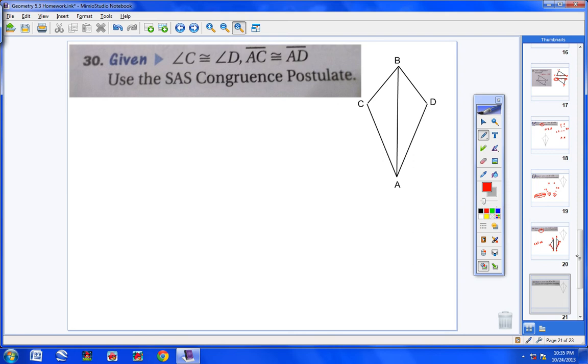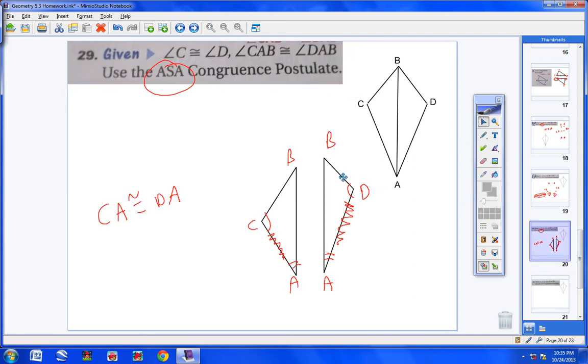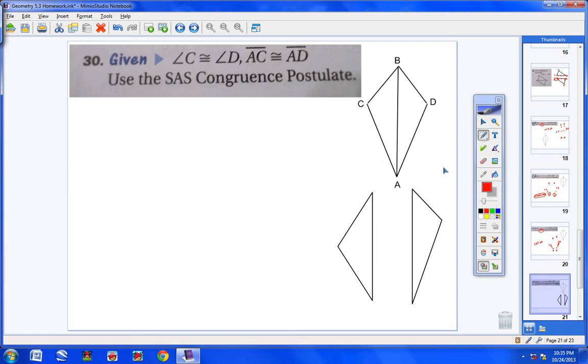All right, number 30. And again, I forgot to do this. Let's grab these triangles quickly. Pull them over here. And here we go. Angle C is congruent to angle D. There we go. AC, this side here, is congruent to AD here. And now they want us to find the missing part. If we wanted to use side, angle, side postulate, what part are we missing out of the side, angle, side?